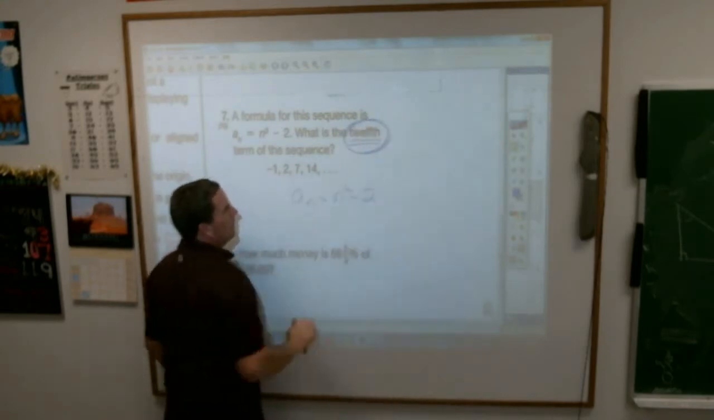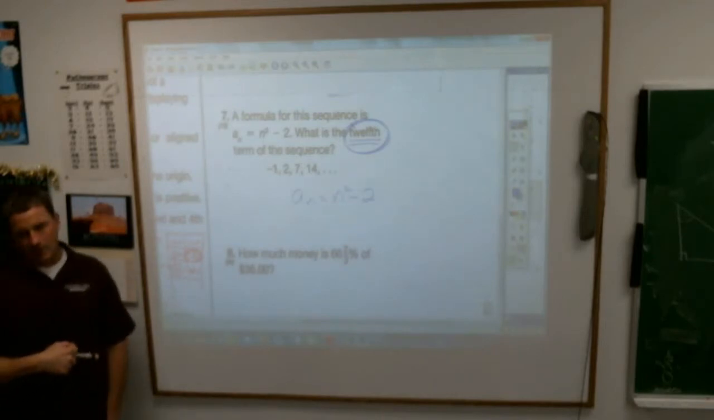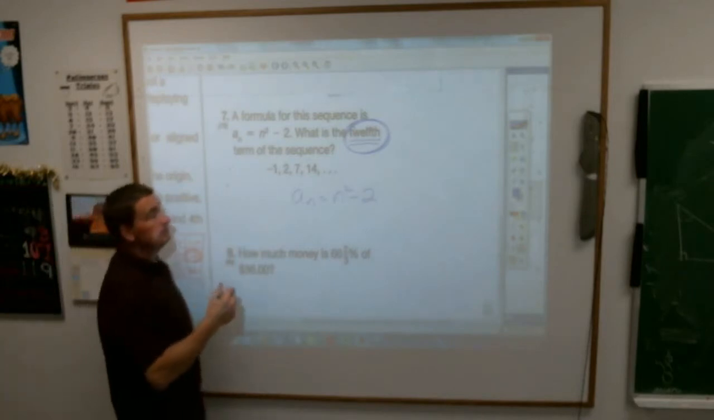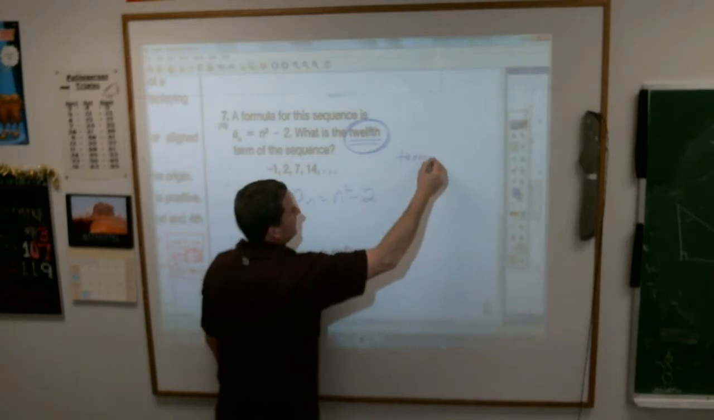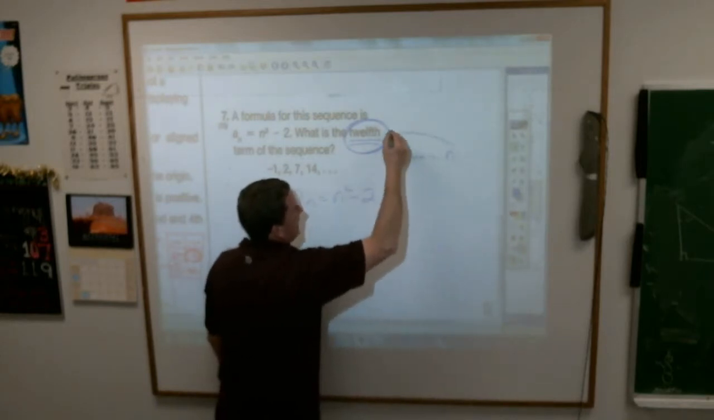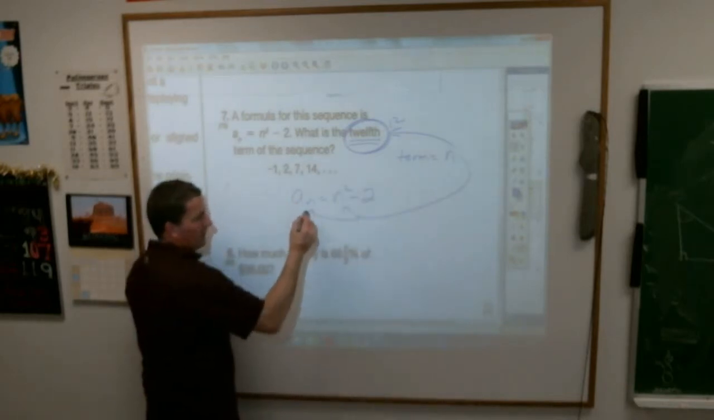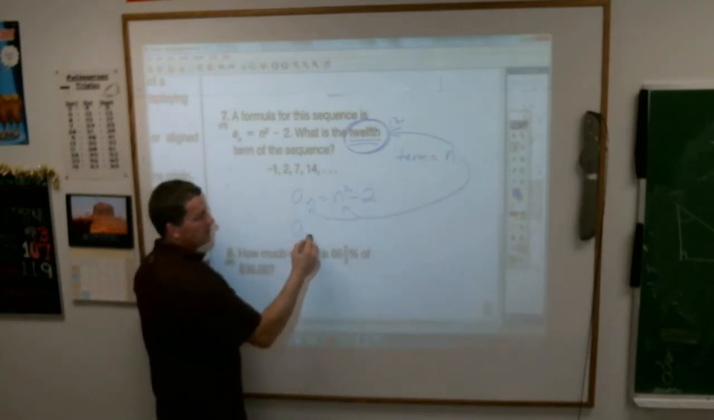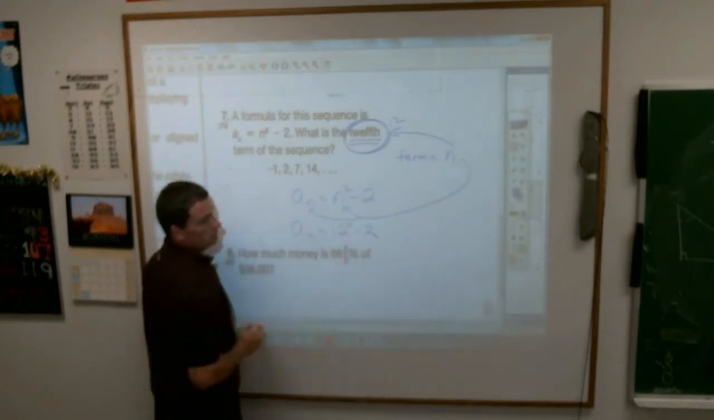What is the 12th? What do I do with the 12th? Why did they tell me it's the 12th? Calvin? Because you put 12 in for N. Right, the term number you want is the letter N. So I put 12 in for N right here. When you do A sub 12, that just means the 12th term, which is what you're looking for. Equals 12 squared minus 2.